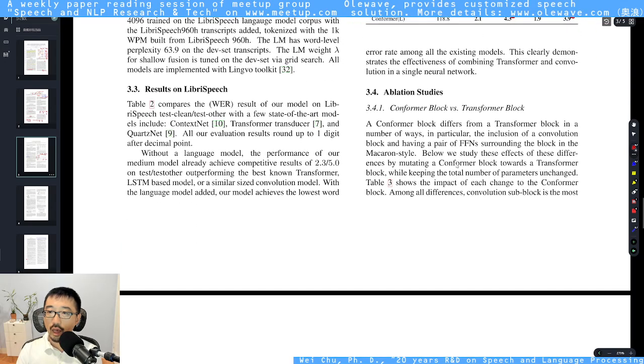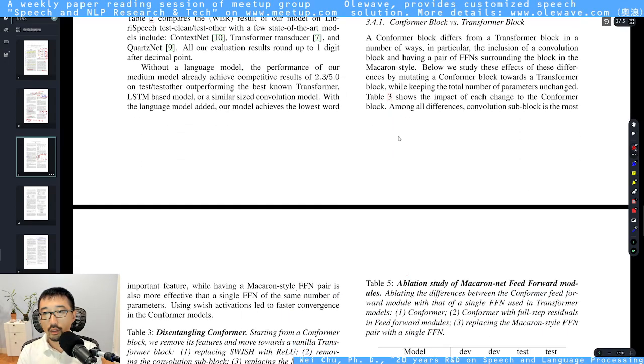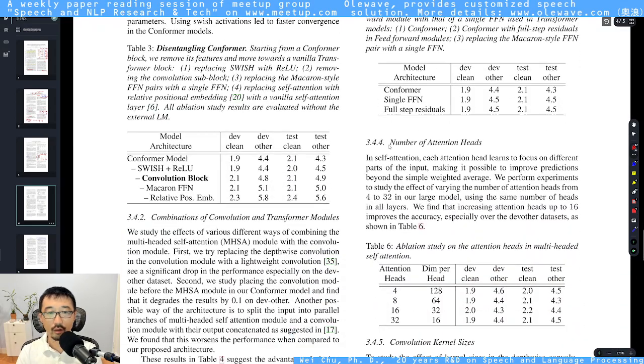So in terms of the ablation study, which is my favorite, I like to read the ablation study results. First of all, they want to see whether their conformer block is better than the transformer block. So given the existing conformer block, they remove one thing after another. Eventually they get the original transformer block, right? And during this process, you can see how the performance drops after you remove one thing after another, okay?